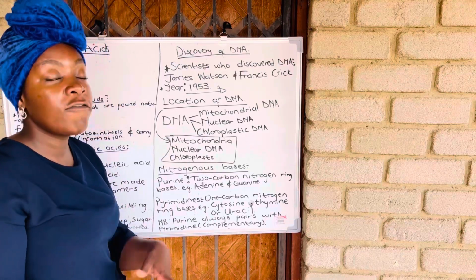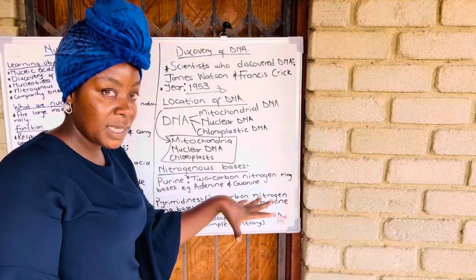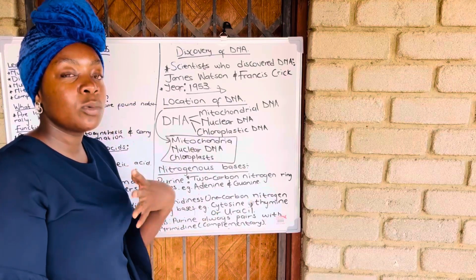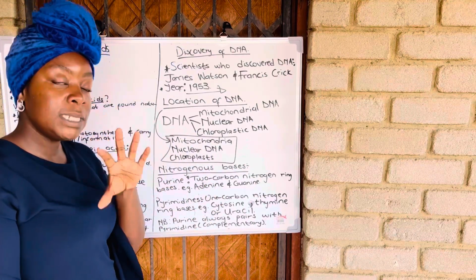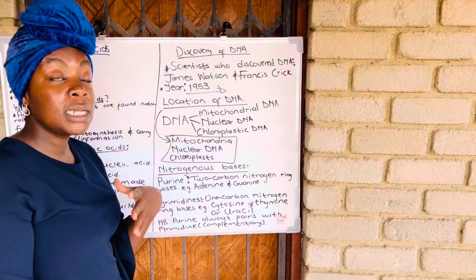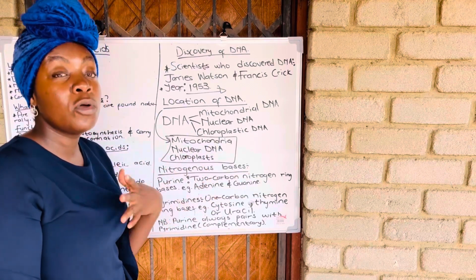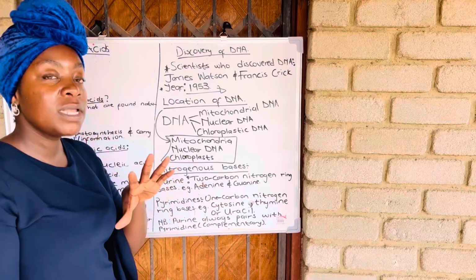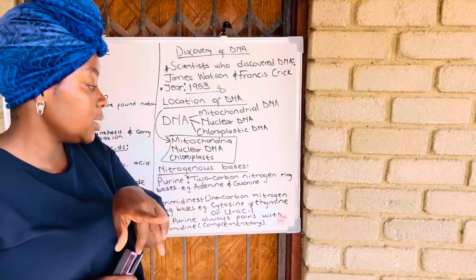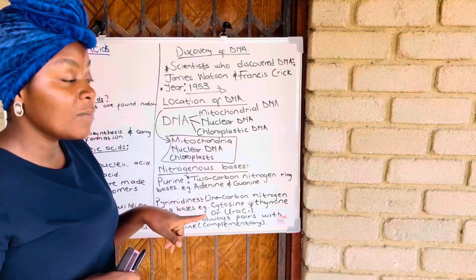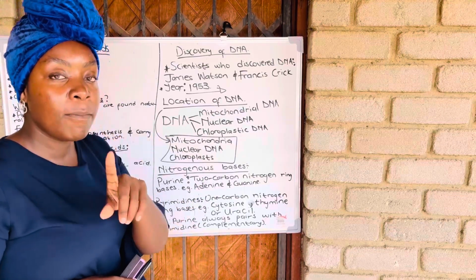And then we also have what we call nitrogenous bases. Nitrogenous bases are one of the building blocks of DNA, or rather RNA. Nitrogenous bases, we have purines, and then we also have pyrimidines. Purines are the ones that have two carbon nitrogen rings on them, and then pyrimidines have one carbon nitrogen ring only.